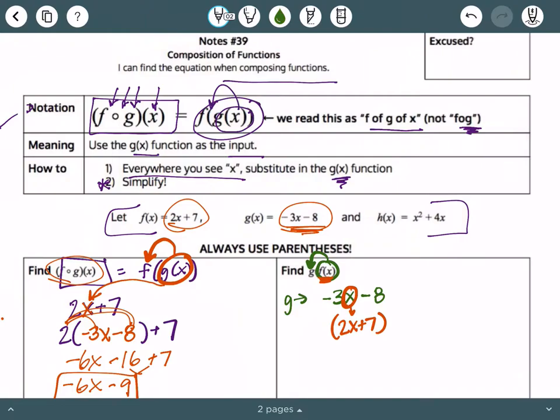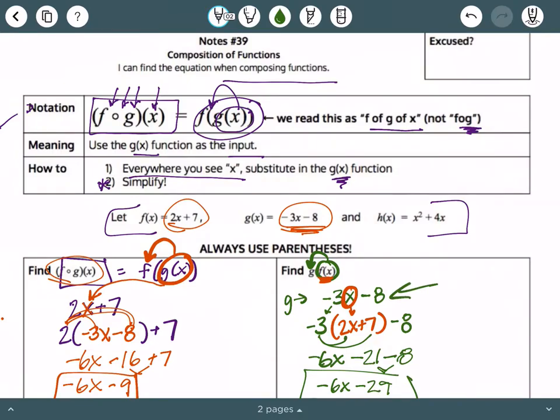And I'm going to bring down my g equation. So negative 3 goes here, and the minus 8 goes there. From there, I have to simplify. Negative 3 times 2 is negative 6. Negative 3 times that, negative 21, minus 8. Combined, we get negative 6x minus 29. Right, so here we put in the whole entire equation instead of the x, and then here we just simplify.